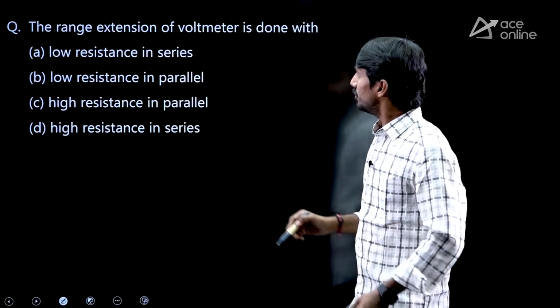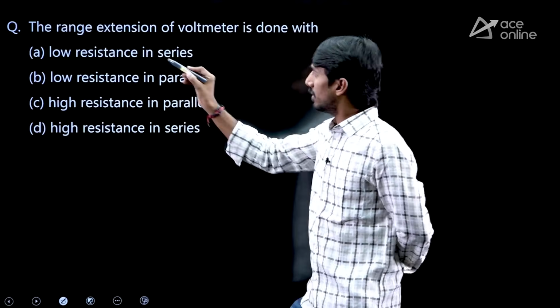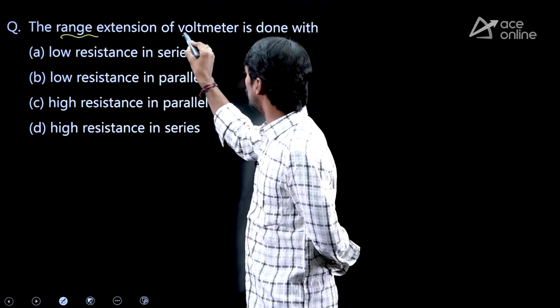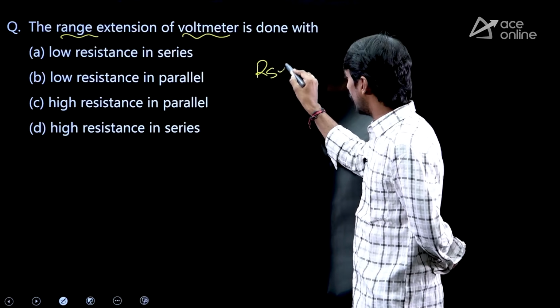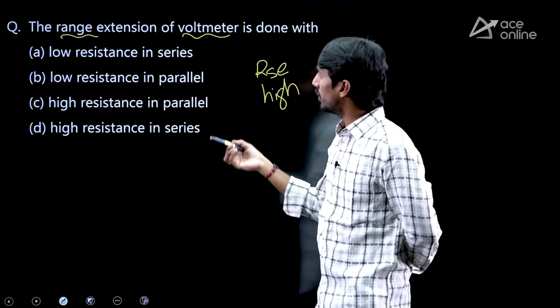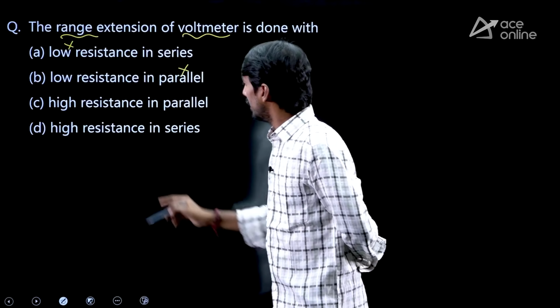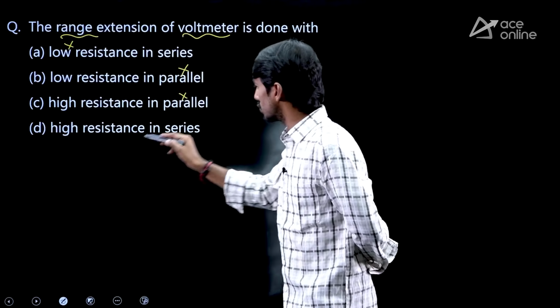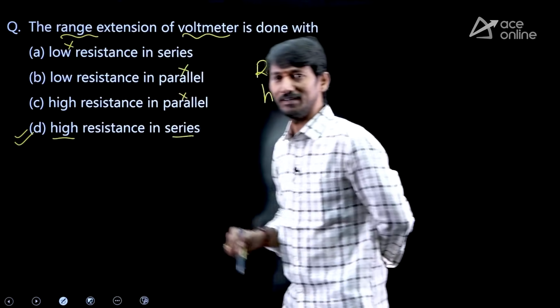Now, second one: the range extension of a voltmeter is done with. In order to extend the range of a voltmeter, what do we require? Series resistance, and a high value of series resistance is required. So automatically, low resistance is wrong, parallel is wrong, high resistance in parallel is wrong. So it is high resistance in series. Therefore the answer is D.